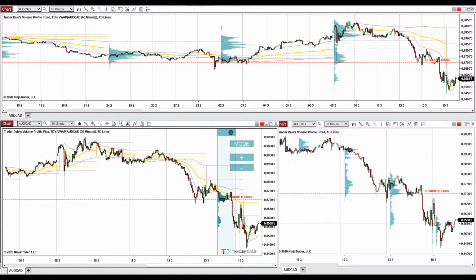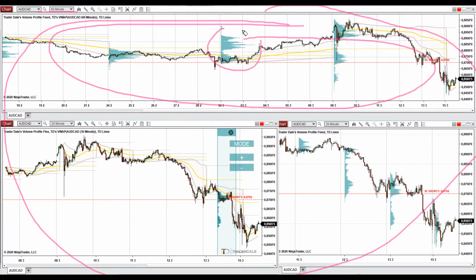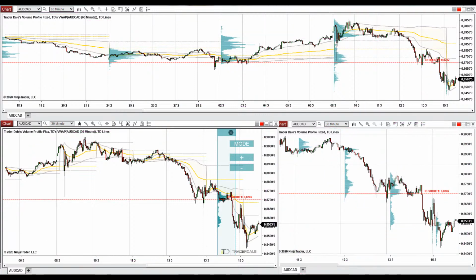What you see on your screen now is my intraday trading workspace. All those charts show the same trading instrument. This chart on the top is a 60-minute chart with weekly profiles, this chart right there is a 30-minute chart with a flexible volume profile, and those are fixed profiles printed on a 30-minute chart. So this is how my intraday trading workspace looks.